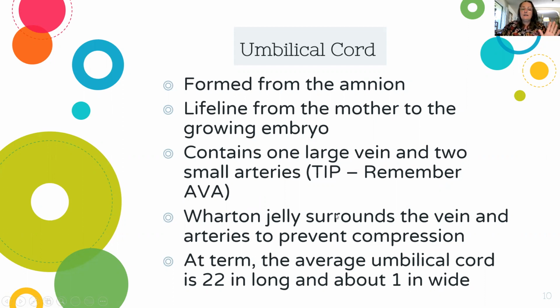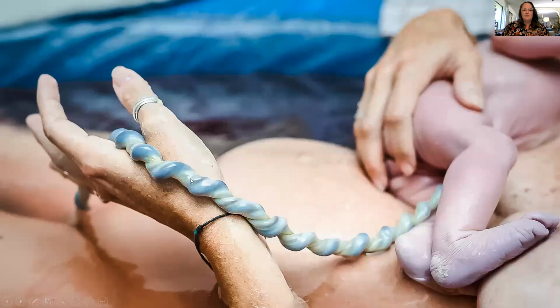At term, meaning term pregnancy, it can be anywhere from 22 inches long and about 1 inch wide. Sometimes they're very short, sometimes they're really long, sometimes they have knots in them. So here is a very twisty umbilical cord, and you can see that very large vein.